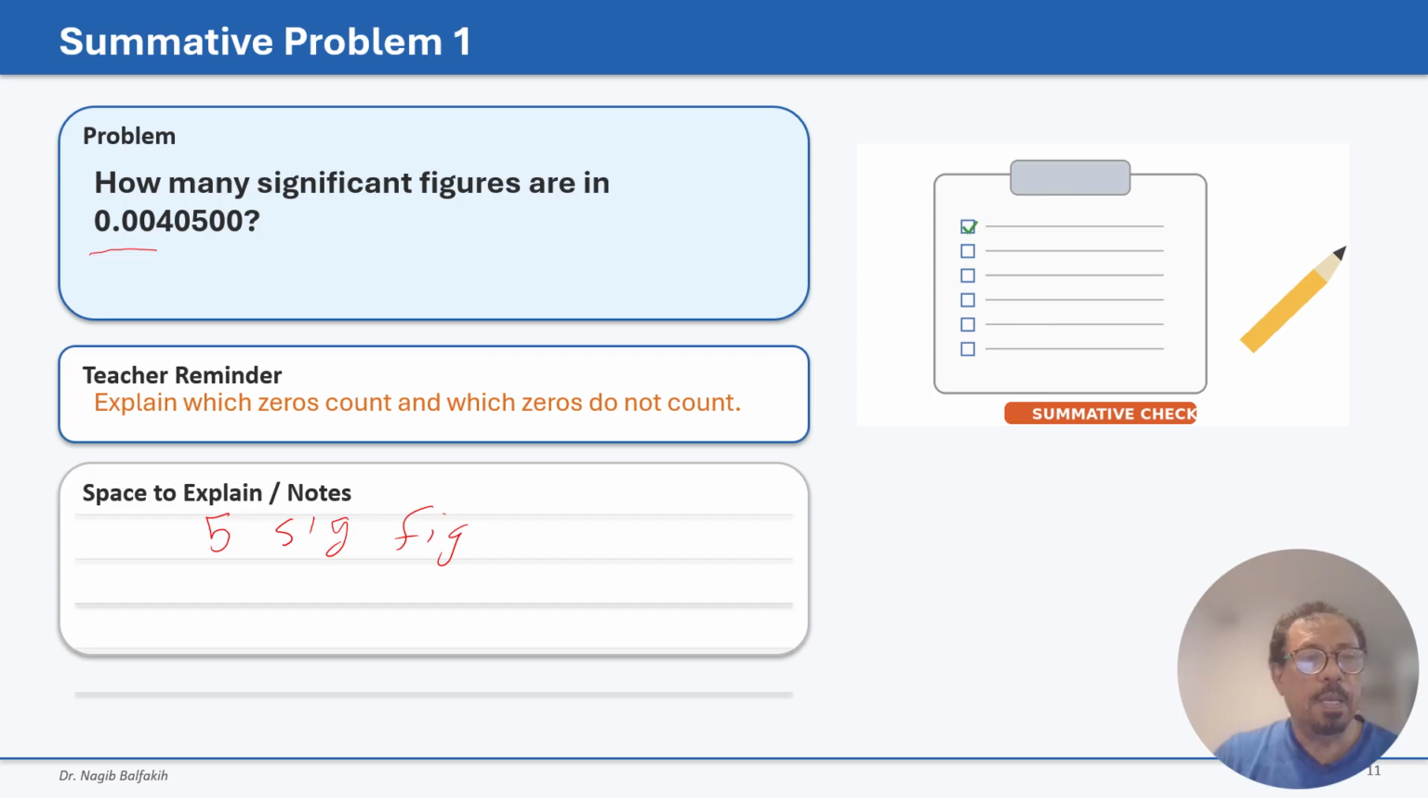Okay. If I want to convert this to scientific notation, let me move the decimal past the zeros. 1, 2, 3. So 4.0500 times 10 to the power minus 3. So how many sig fig do I have here? 1, 2, 3, 4, 5.